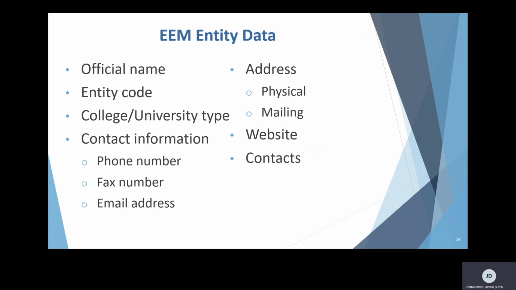To put it simply, EEM stores all entity data for your institution. This includes information such as the name of the school, its entity code, what kind of college or university it is, the general contact information, where it's located, its website, and those important contacts we already mentioned. These data are the most basic information we collect in EEM, but of all of these, the entity code is the most important. Each educational entity in the state of Michigan receives a unique identifying code that is used by our other systems. This is the 5-digit code you see associated with your entity.